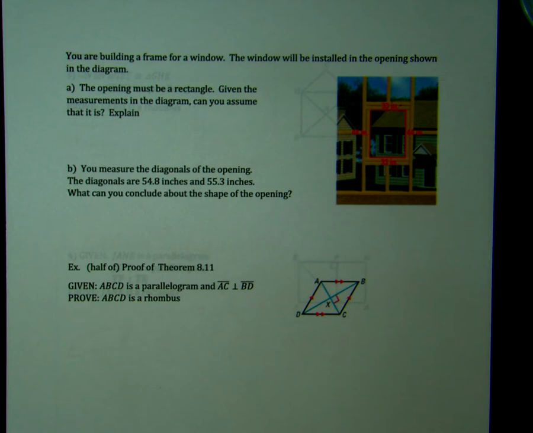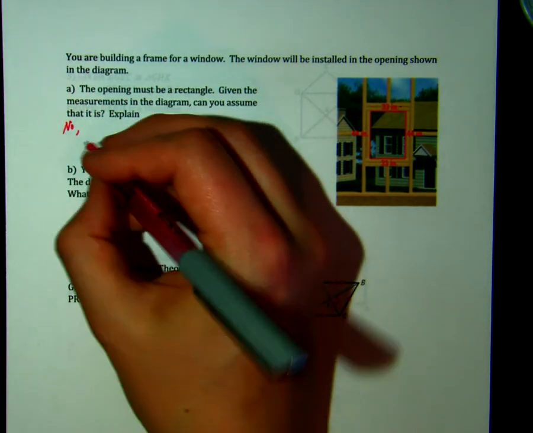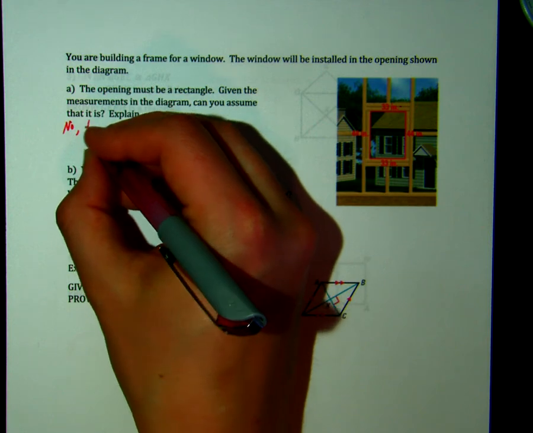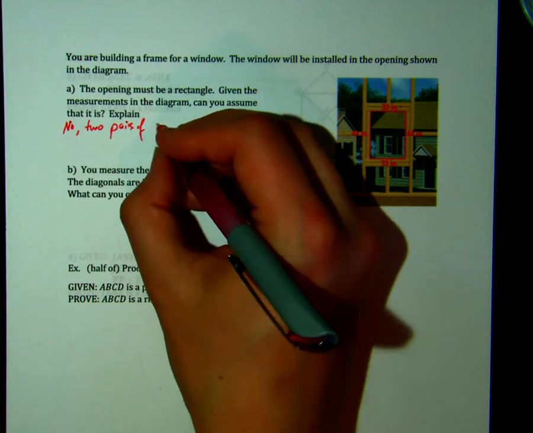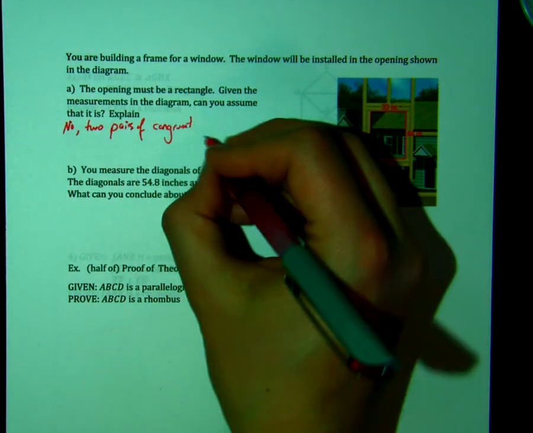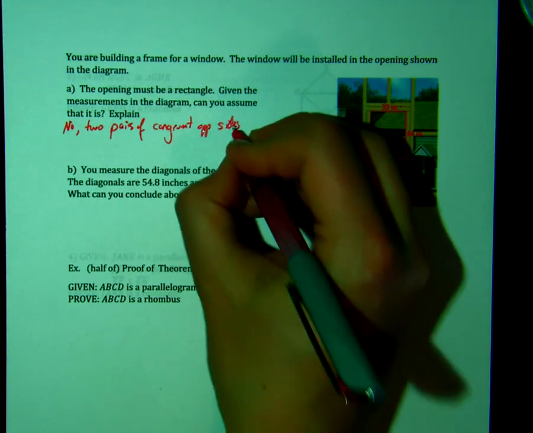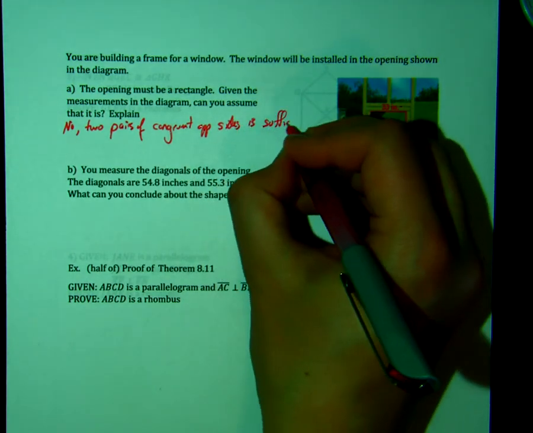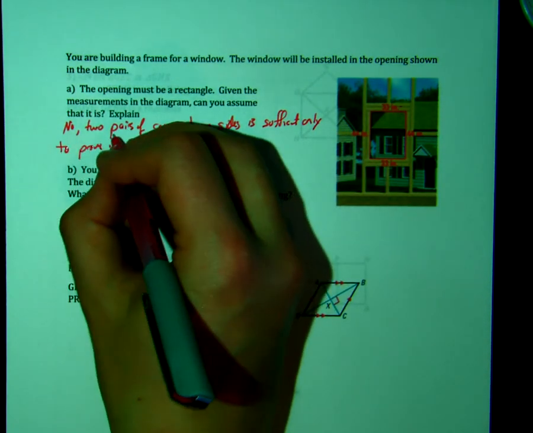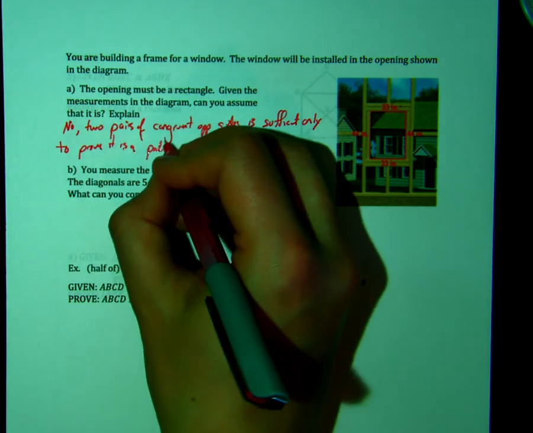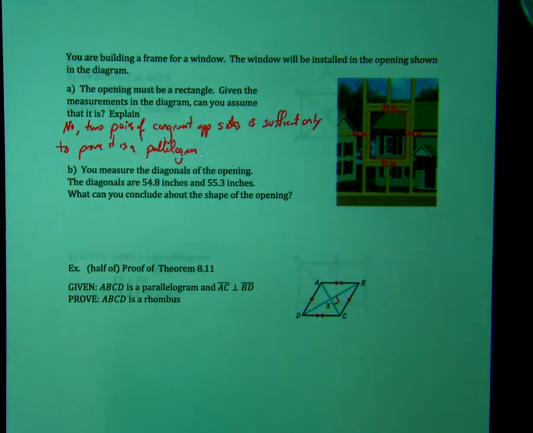It sure looks like a rectangle. However, just knowing these things, we cannot prove that it is a rectangle. Okay. So the two pairs of congruent opposite sides is sufficient only to prove it is a parallelogram. Okay, so you might think, well, to prove it to be a rectangle, you need this to be 90 degrees.